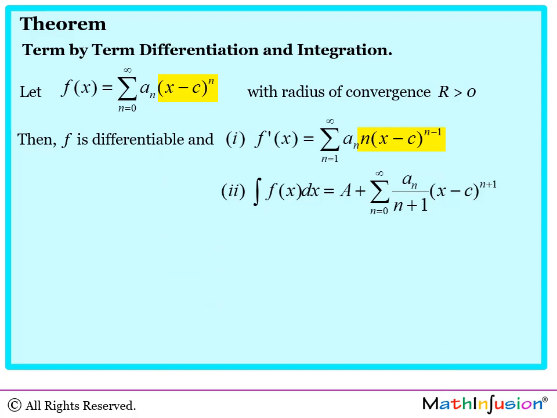Pay attention, the derivative of (x minus c) to the n is n times (x minus c) to the power of n minus 1. And the antiderivative of (x minus c) to the n is (x minus c) to the power of n plus 1 over n plus 1. And don't forget the constant of integration, which here is not to be mixed with the c, the center of the series.